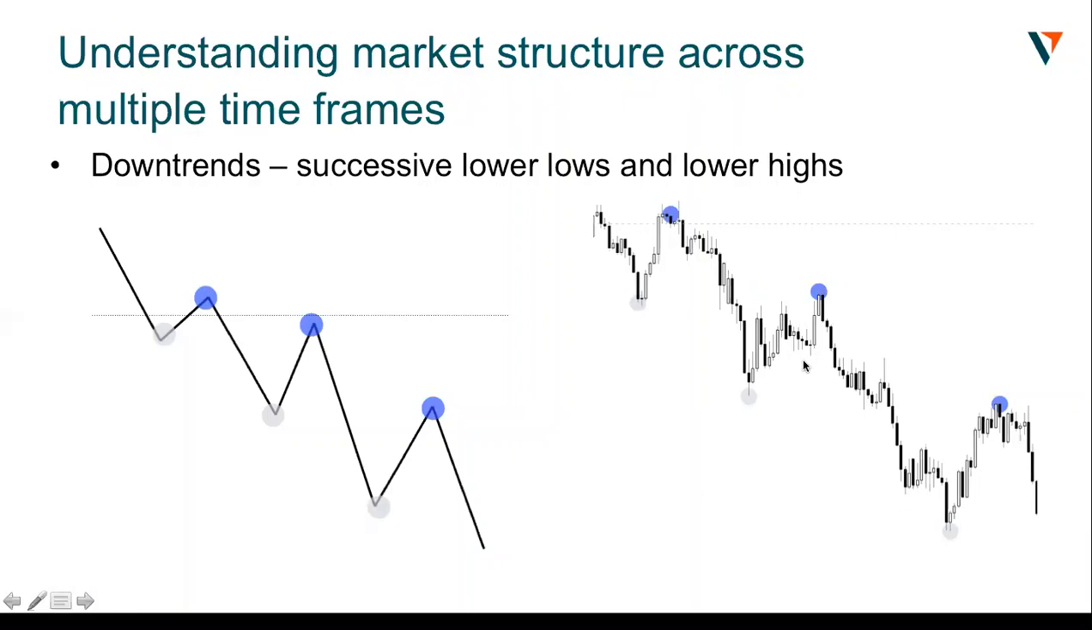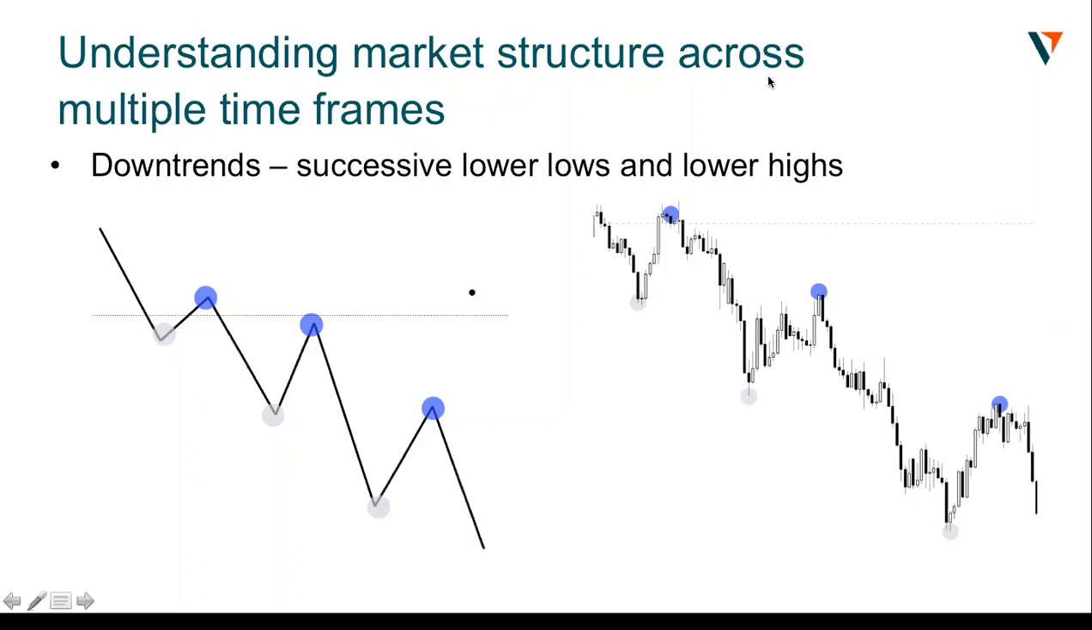What happens in a downtrend is that the assumption is that price would continue in the direction of its trend. So any pullback into this zone itself would serve as a resistance area where we can take sells or shorts from. Okay, so this is a downtrend.